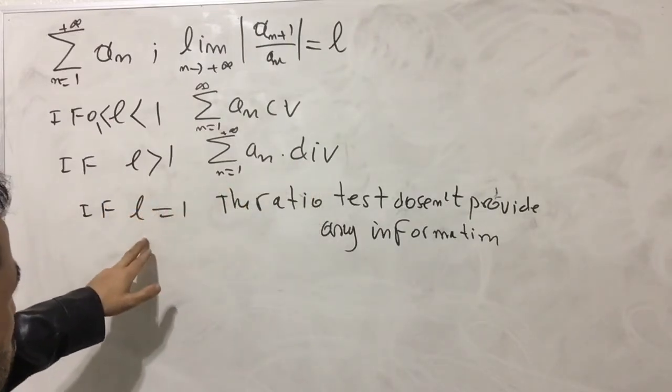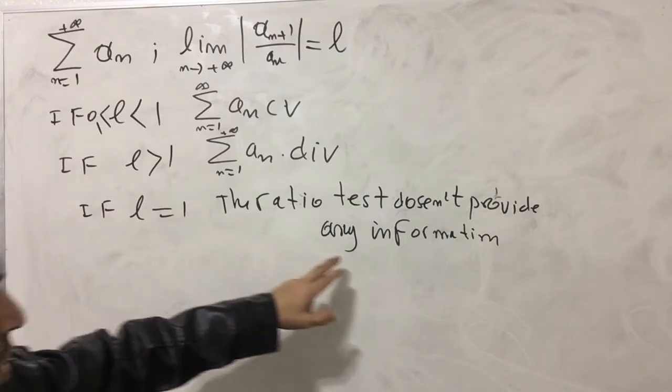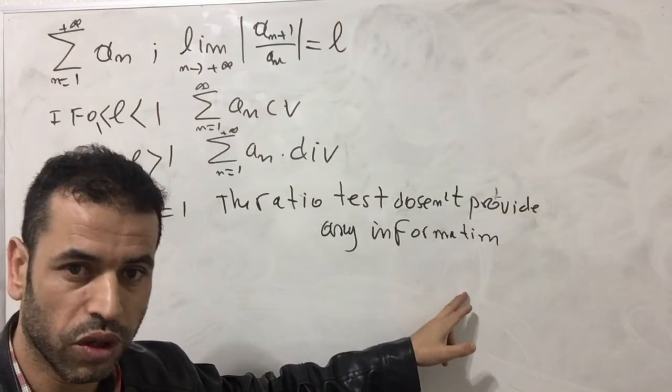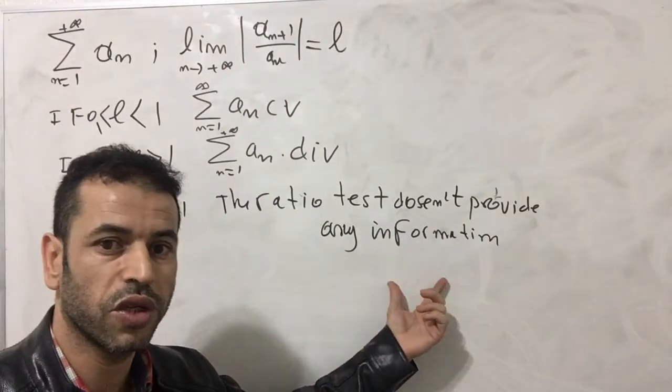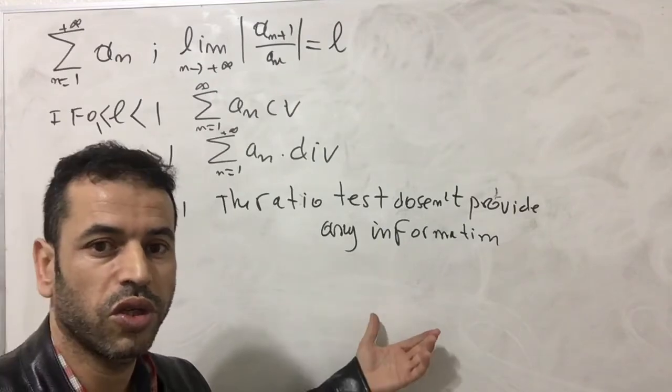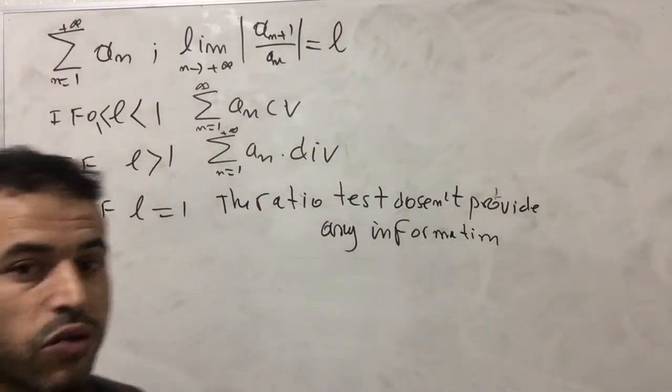As we know, the third case, when L is equal to 1, the ratio test doesn't provide any information. In other words, we have to use different tests in order to know whether the series converges or diverges, okay? So let's move on to the proof now.